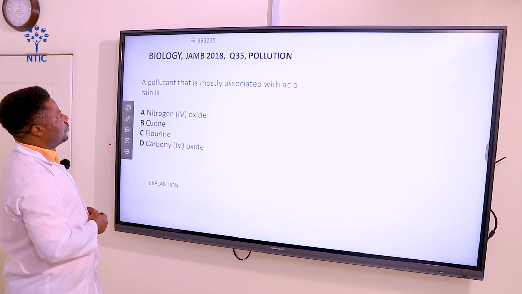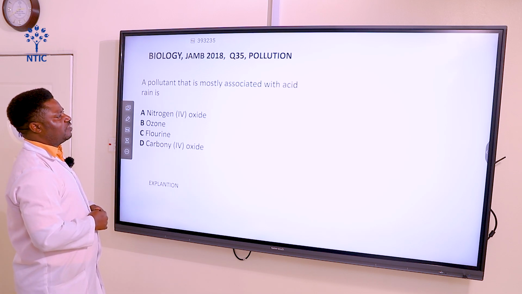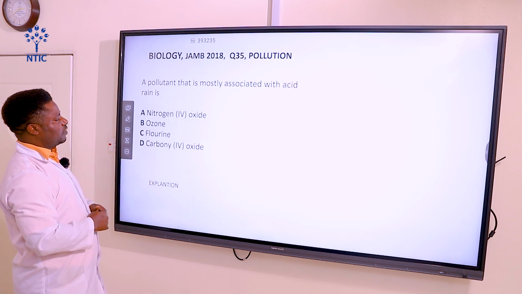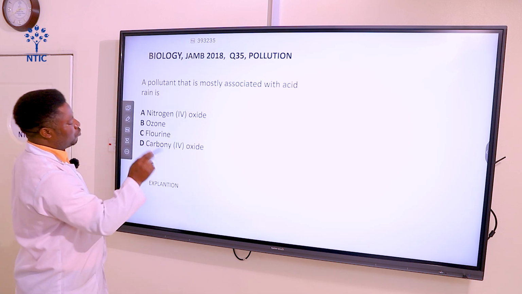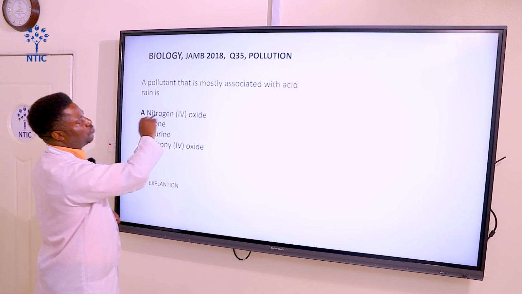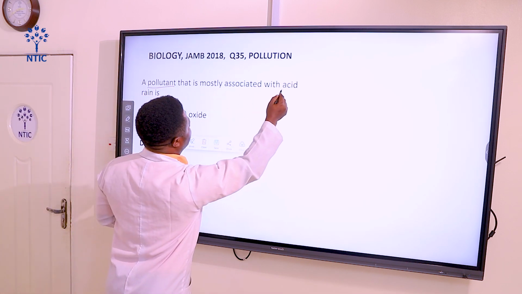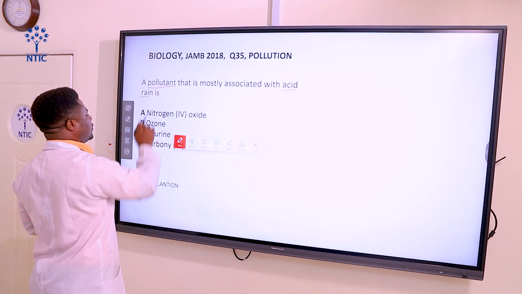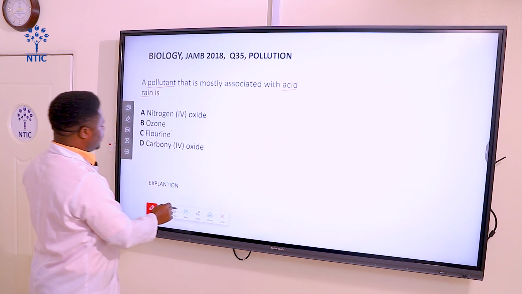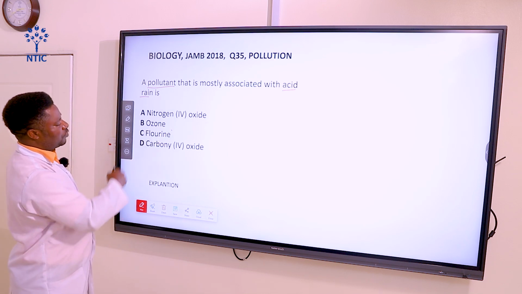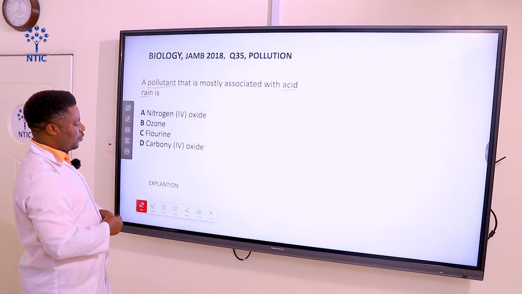Question number 35. Which of these pollutants is mostly associated with acid rain? Do not forget that the emphasis on this question is placed on pollutants that cause acid rain. Now, let's see the options we have: nitrogen oxide, ozone, fluorine, and carbon oxide.